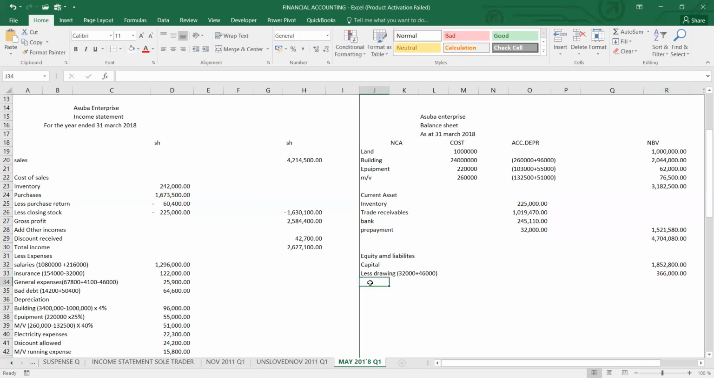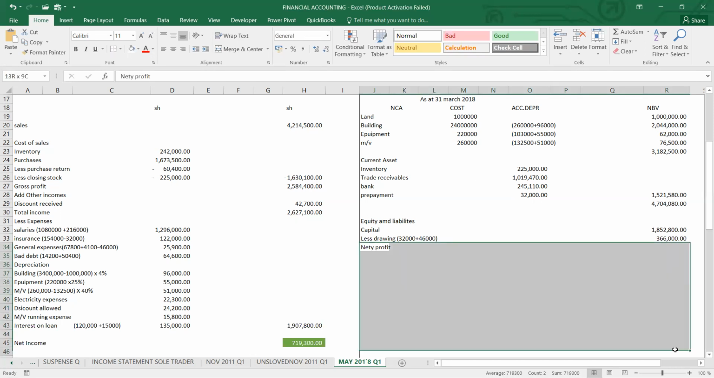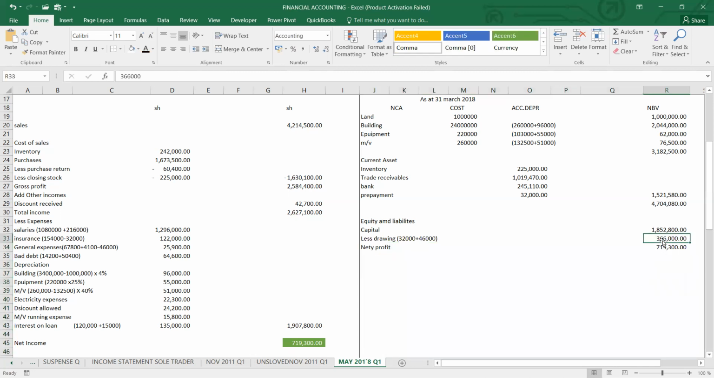And then we have the net profit, or net income. The net profit was 719,300, we have it here. Let me change my setting. Okay, that one now. But remember, we are lessening this one, so it should be in brackets.